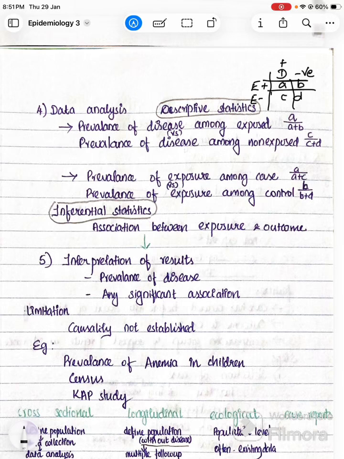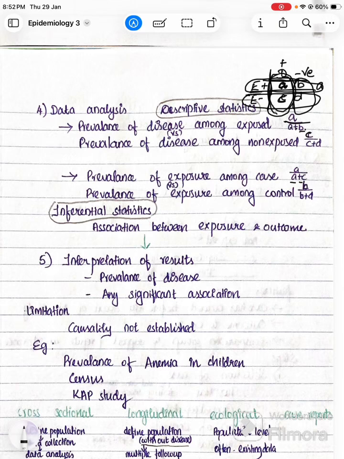Here, prevalence of disease among exposed. These are the exposed group. So disease is A, among what? A plus B. We can compare this with prevalence of disease among non-exposed. Disease among non-exposed is C, divided by among what? C plus D. And we can also do prevalence of exposure among cases. Total cases A plus C. Exposure is A, so A divided by A plus C. Now prevalence of exposure among controls. B plus D are the controls. Exposure among controls is B by B plus D.